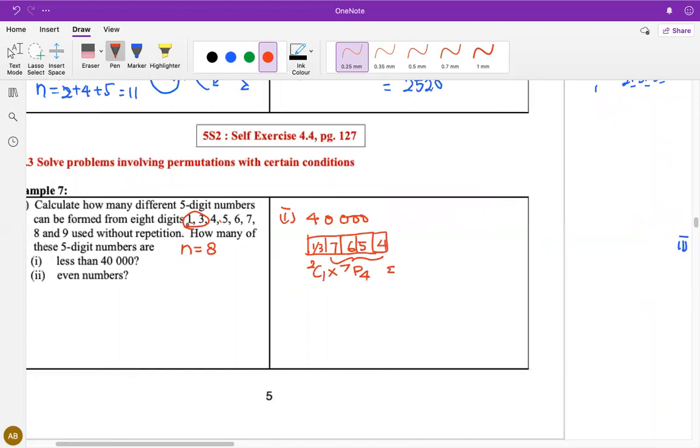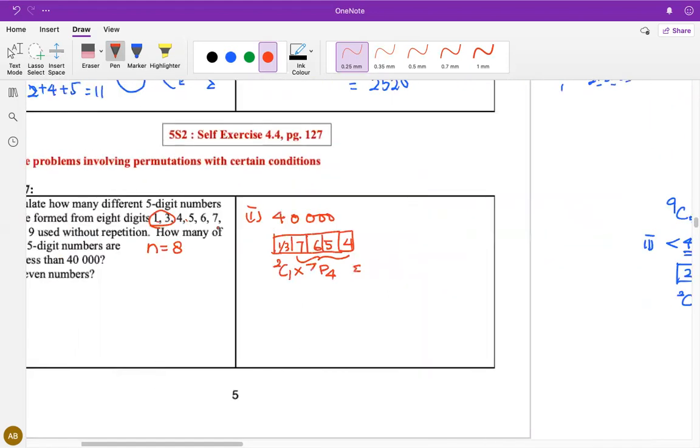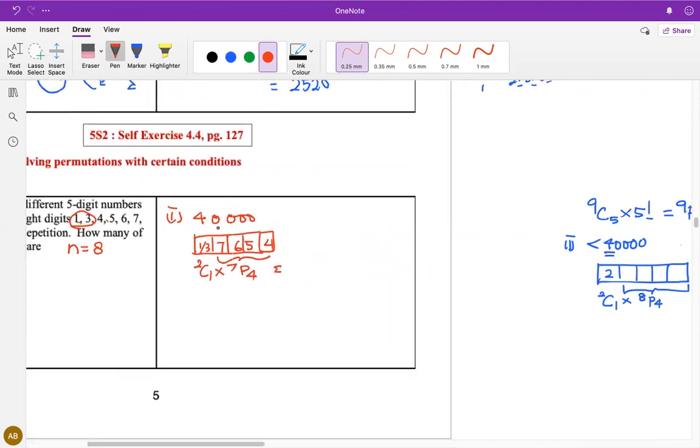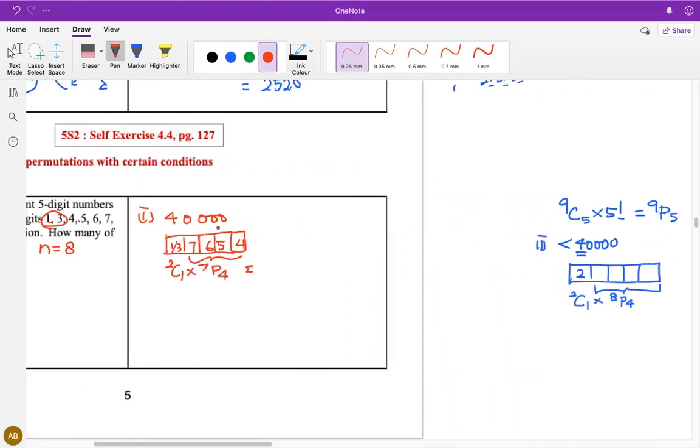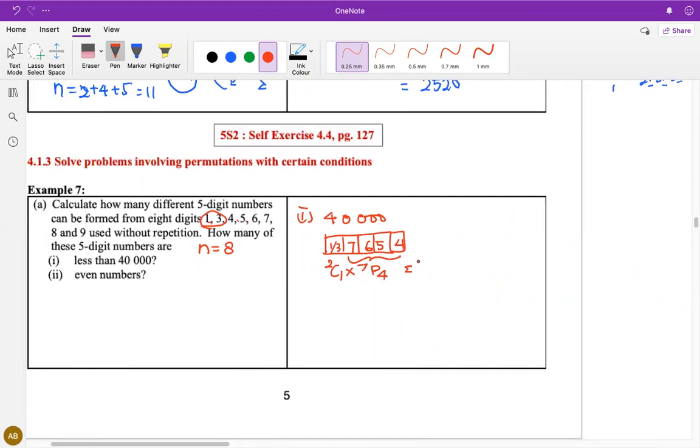Okay, so n is 1, 2, 3, 4, 5, 6, 7, 8. So 8, sorry, not 9. So it is 2 times 7P4. So it's 3360. Sorry, that is the answer.